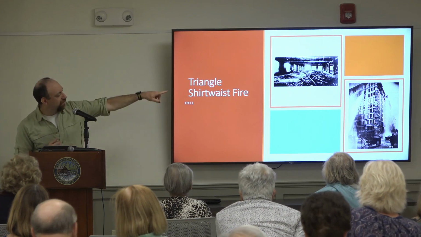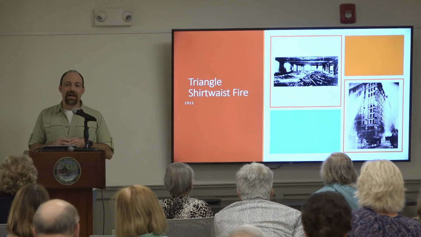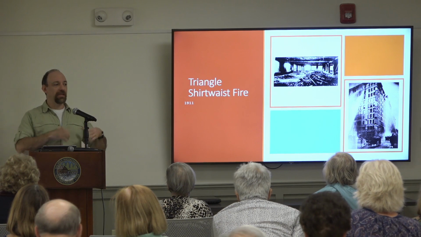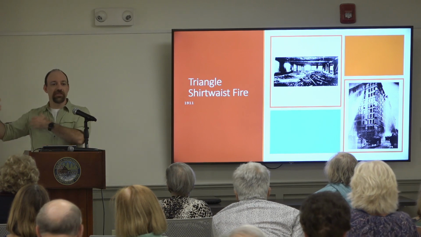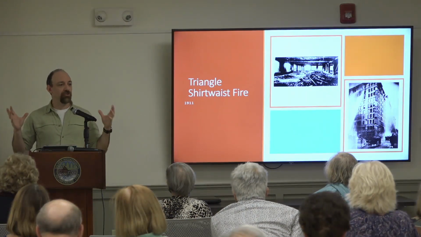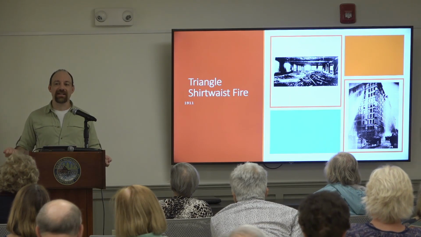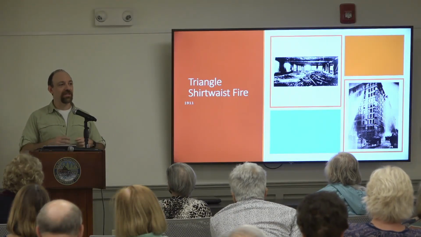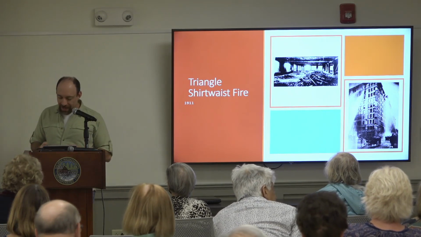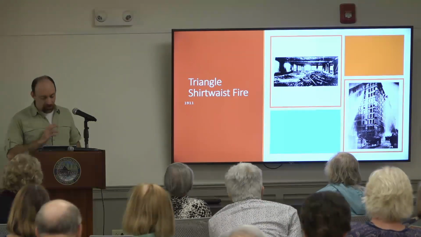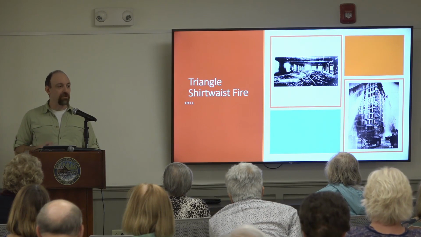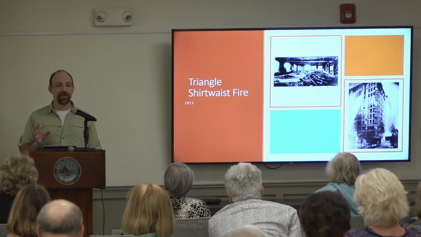You can see the building over there on the lower image. And the fire spreads rapidly, going from the cotton cloth to the machinery to the oil that's on the floor, and it traps the workers inside. They can't escape because the doors are locked. They can't get out of the flames. Ultimately, what happens at the Triangle Shirtwaist tragedy is that 146 workers are killed by the outbreak of this fire.